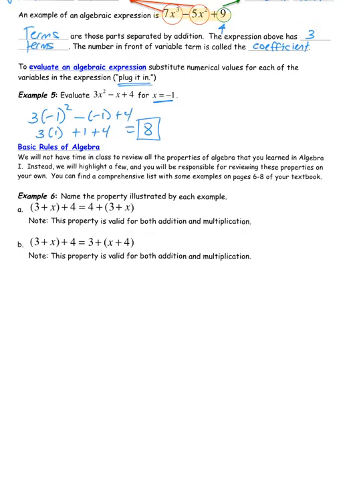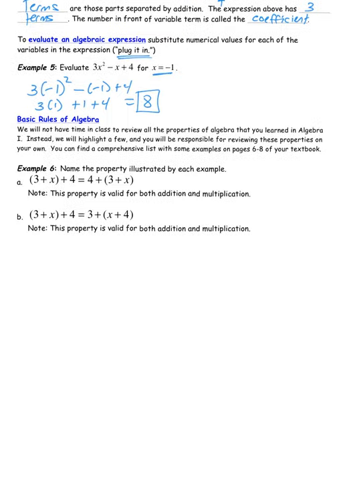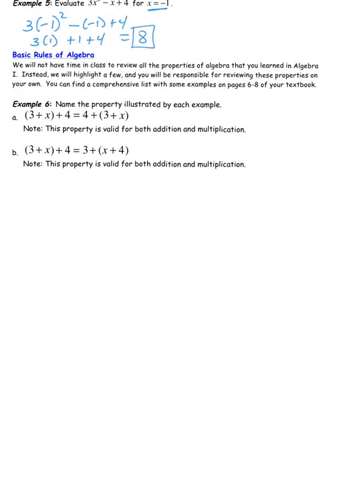Basic rules of algebra is the next little topic, and I had asked you to read the basic rules of algebra in your textbook prior to today's class. I'm not going to go over all those rules. You've learned them in the past. I'm going to just emphasize a few that we will use often. So example 6a, we have the quantity 3 plus x plus 4 equals 4 plus the quantity 3 plus x. So see if you can figure out which property this is. If you need to, stop the video and see if you can answer it and then come back with me.